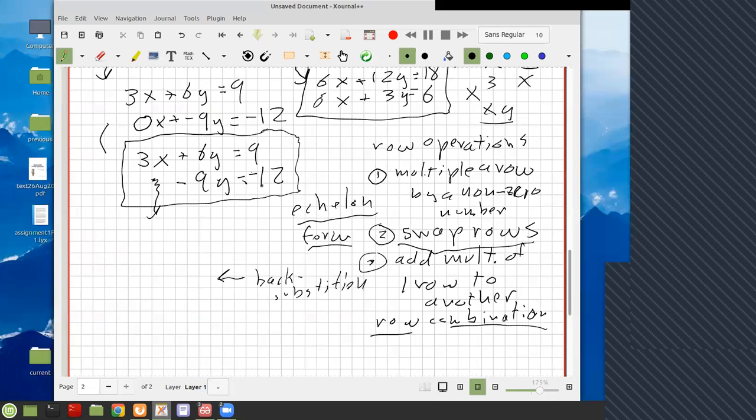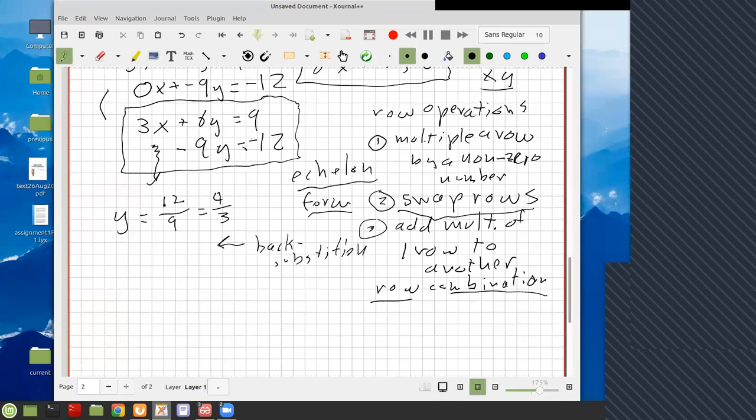Here, back substitution involves solving the last equation. Since it only has one term, I can solve it right away as y equals 12 over 9. I think that's 3 times 4 and 3 times 3, so this is 4/3, reducing it to lowest terms. Sometimes it's not necessary to reduce it, because sometimes it's better to leave it in this form.